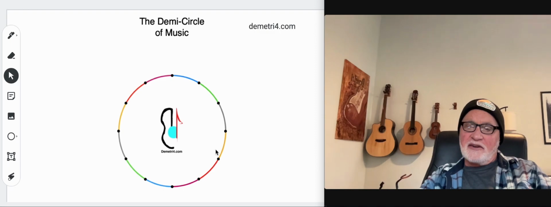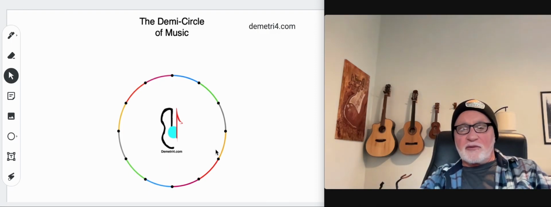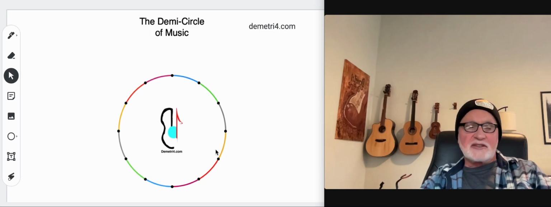Objectives. Number 1, understand how to build the G major scale. Number 2, recognize the notes in the first major tetrachord. Number 3, recognize the notes in the second major tetrachord. Number 4, understand the structure of the major scale.